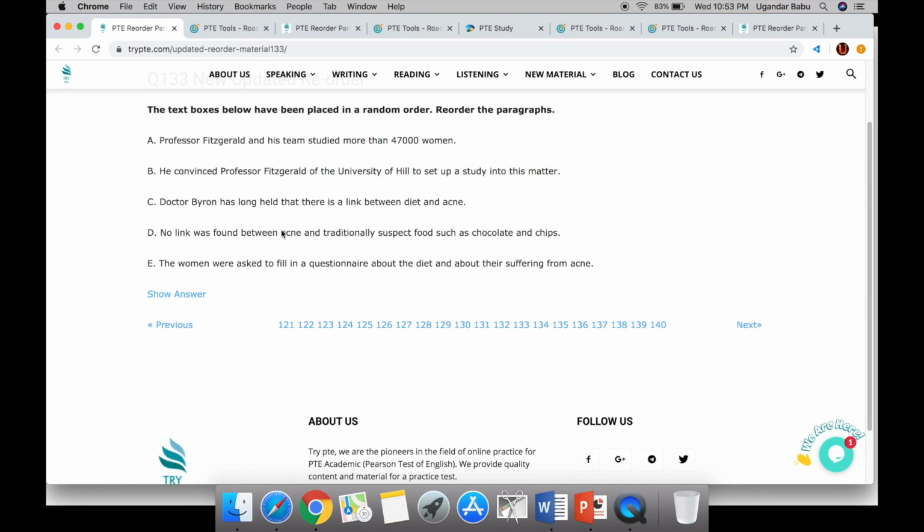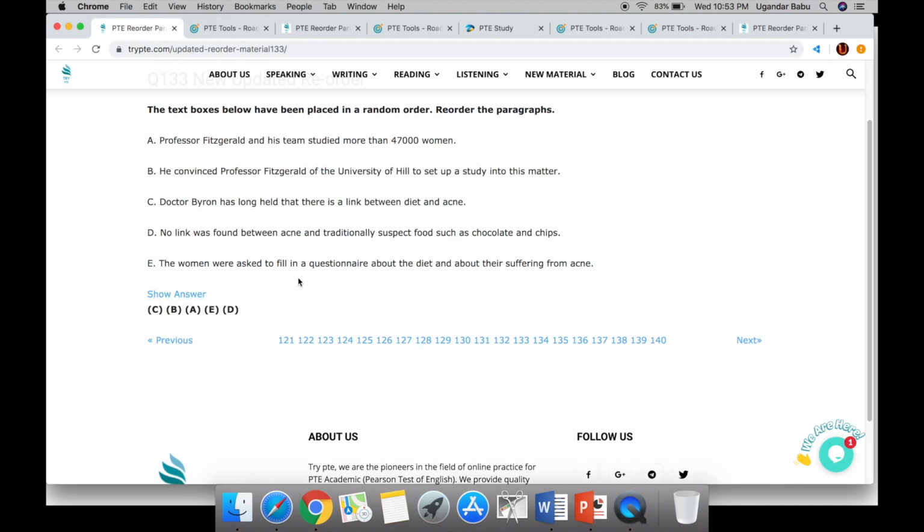So in the study, women were asked to fill the questionnaire. This is the fourth sentence, about their diet and about their suffering from acne. And no link was found between acne and traditionally suspect food. So this should be the last sentence. This is how you have to find the independent sentence and its supporting points.